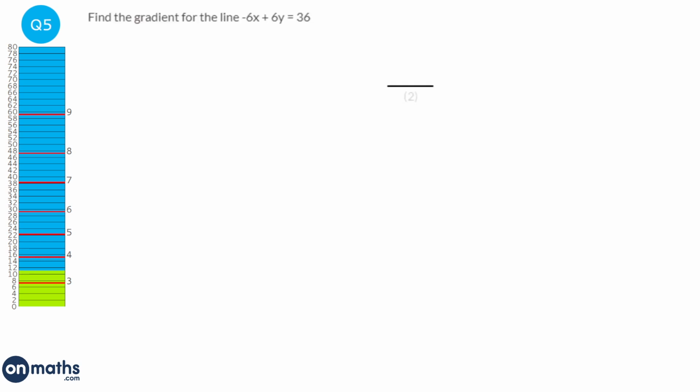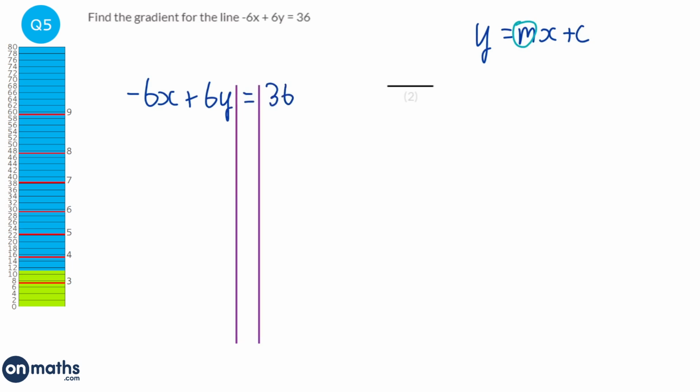So to find the gradient, we need the formula or the equation in the form y equals mx plus c, and the m there will give us what the gradient is. So we're just going to be rearranging this equation. And so I'll get my lines in.